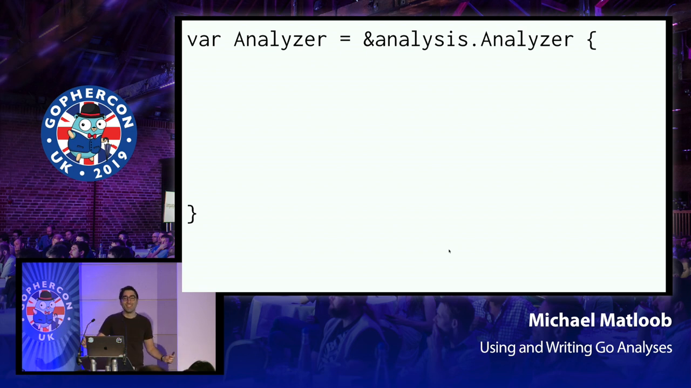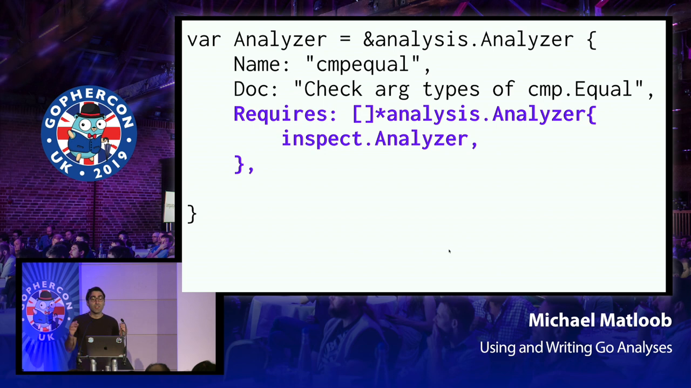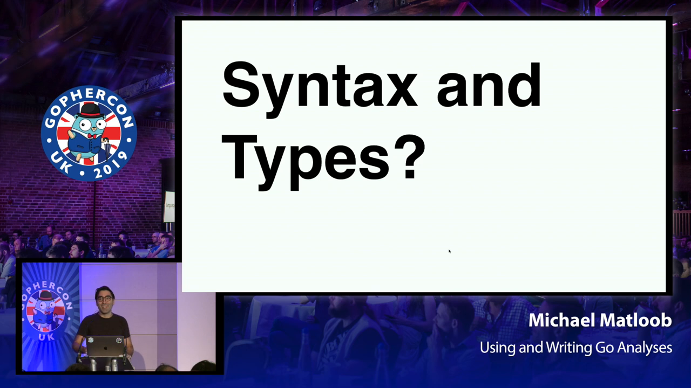So every analyzer starts with this analyzer value. This is the configuration for our analyzer. Every analyzer has a name, has a doc, which says what the analyzer does. It's allowed to depend on the results of other analyzers. Here we're depending on the result of the inspect analysis. I'll show you what this is doing a bit later. And finally, we have a run method. This actually does the work of analyzing. It takes the syntax and the types of your program, and it produces the diagnostics with the information that we talked about earlier. Syntax and types.